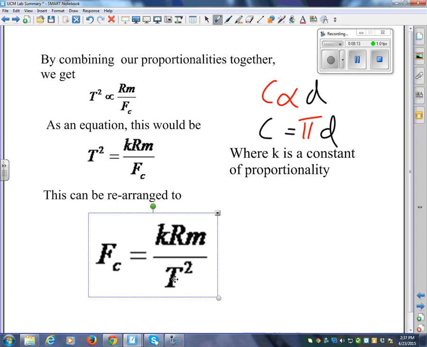There's one problem. You can't use it. Why not? First of all, you measured FC in what? Number of washers, not newtons. You measured mass in number of stoppers, not kilograms. And did you measure time in seconds? You did. So your units don't really jive here, right? They don't work. And we haven't put any numbers in there to figure out k.